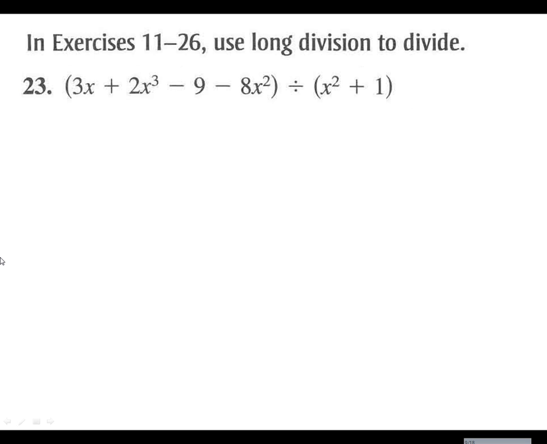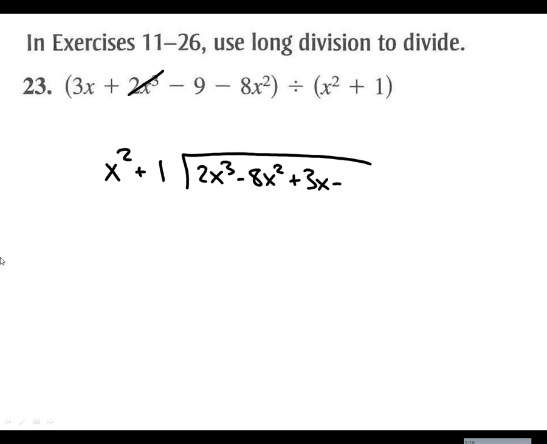Give it a shot, see if you can come up with the correct answer on 23. All right, we're going to put these in order to start. 2x cubed minus 8x squared plus 3x minus 9. And we got them all. Okay, x squared goes into 2x cubed 2x times. Let me make sure I write it in the right spot. We'd go over the x's. 2x times x squared is 2x cubed.